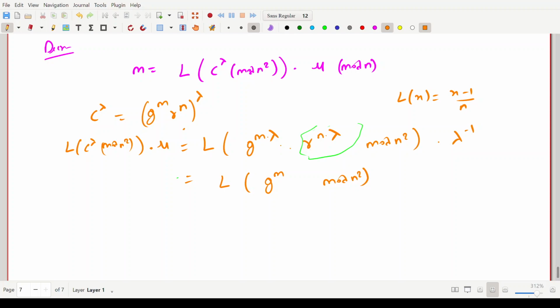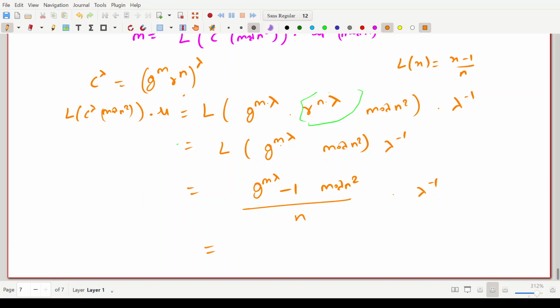So now observe that this is G raised to M lambda modulo N square multiplied by lambda inverse. This is what you are having. Now let us apply the formula for L of x: x minus 1. So it is G raised to M lambda minus 1 modulo N square, divided by N, multiplied by lambda inverse. Now observe one thing carefully here. Your G was N plus 1, so this is N plus 1 raised to M lambda minus 1 modulo N square, divided by N, into lambda inverse.